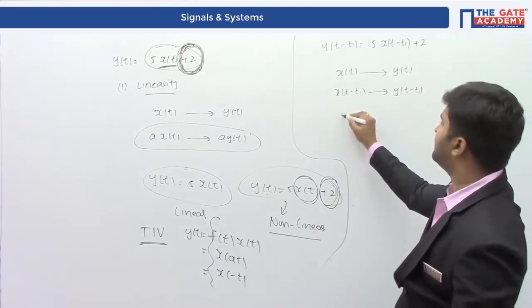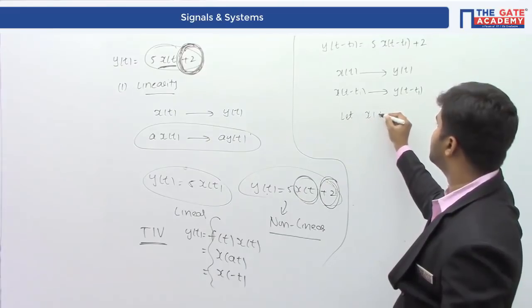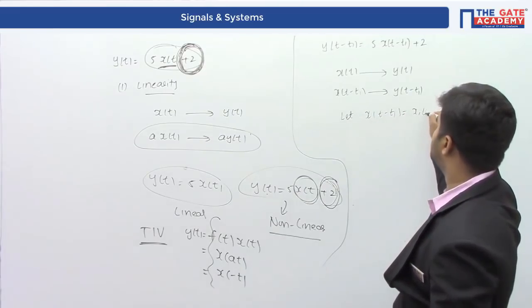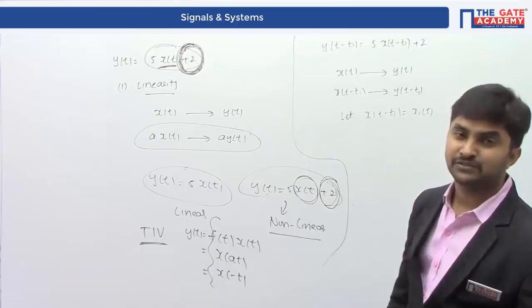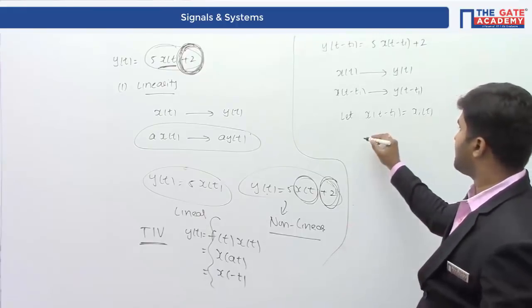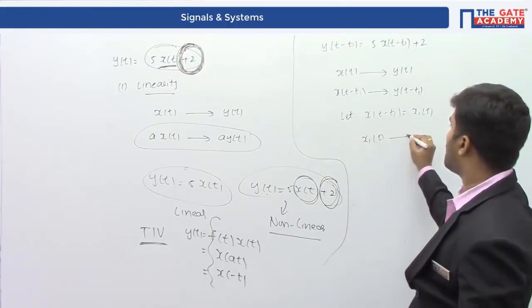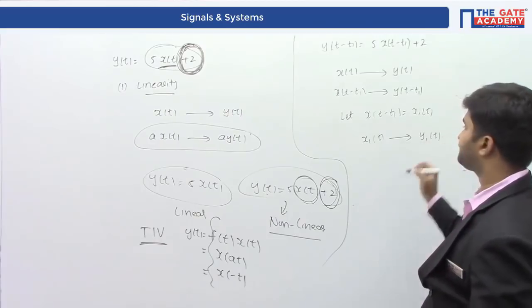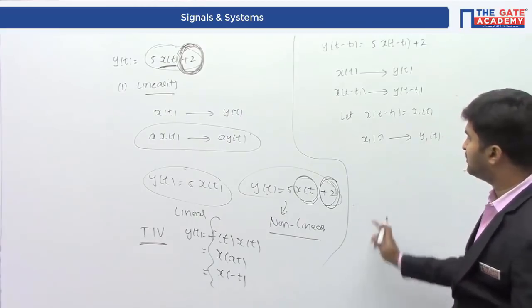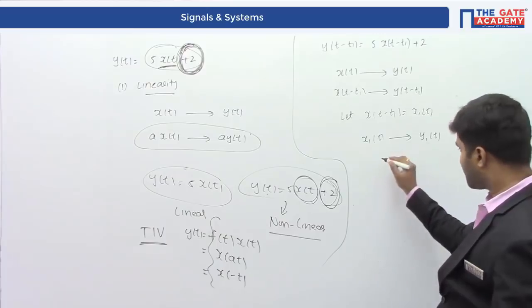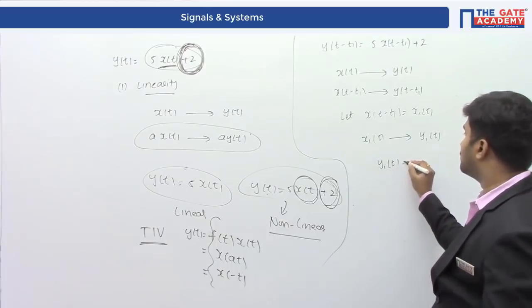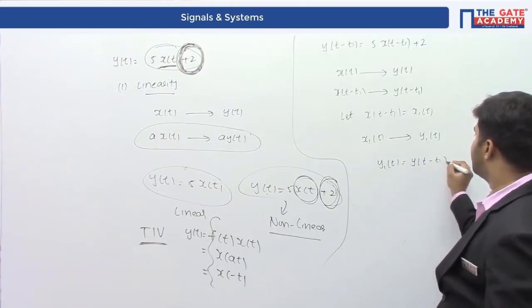Then the process is that I will take x of t minus t1 to be some function of time, x1 of t. If I give x1 of t as the input, then the output of the system is going to be y1 of t. If y1 of t is going to be equal to y of t minus t1, then only the system is a time invariant system.